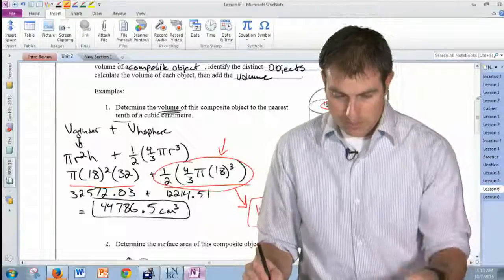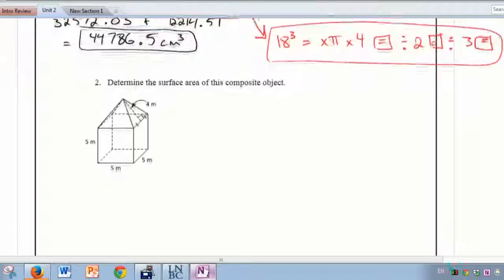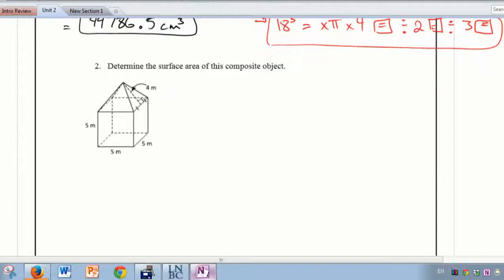All right, back to this fella here. The next question asks us to determine the surface area of this composite object. So you can see I have a 5 by 5 by 5, so I have a cube, and on top of my cube a square-based pyramid. So if the base here is 5, then I know the base of my pyramid is 5. If this base is 5, I know that base is 5. So it's a square-based pyramid, and it's asking me to find the surface area.